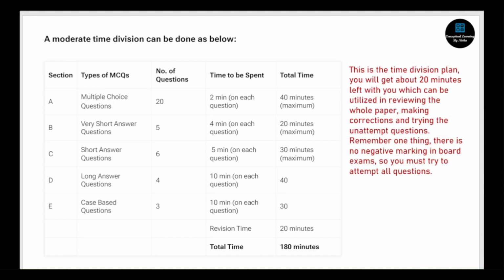If you do this, you can manage your time accordingly. Then you can save 20 minutes to revise the paper. You can attempt those questions which you could not solve, and you can review all your answers properly. So this is how you have to write the sample paper so that you can complete your paper before time with proper answers. All right, now let's continue.